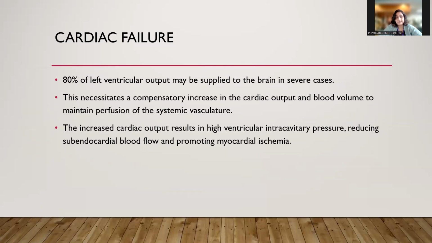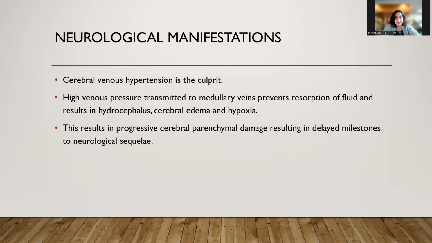Usually it is seen that 80% of the left ventricular output is supplied to the brain in severe, I mean, extreme cases. And this necessitates a compensatory increase in cardiac output and volume to maintain this perfusion. So this high output state leads to high ventricular intracavitary pressure, and it leads to a decrease in subendocardial flow, promoting myocardial ischemia. So babies are at risk of myocardial ischemia.